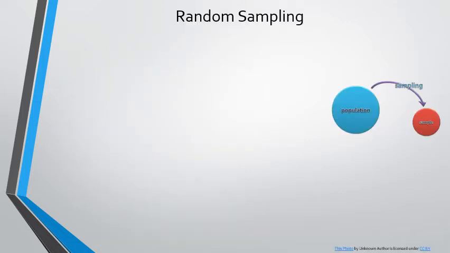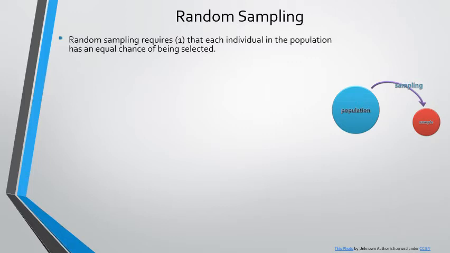Let's talk about random sampling. Random sampling requires that each individual in the population has an equal chance of being selected.